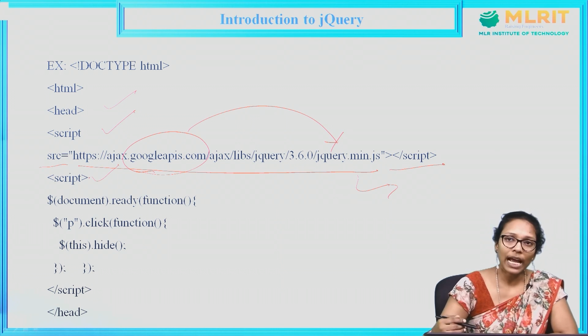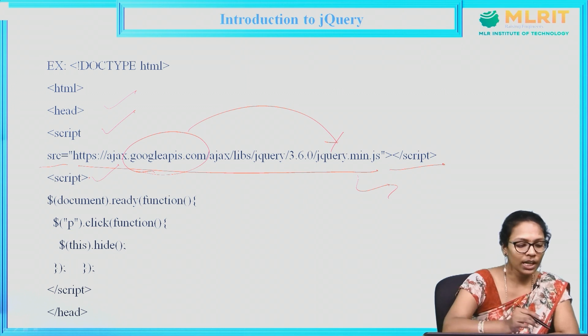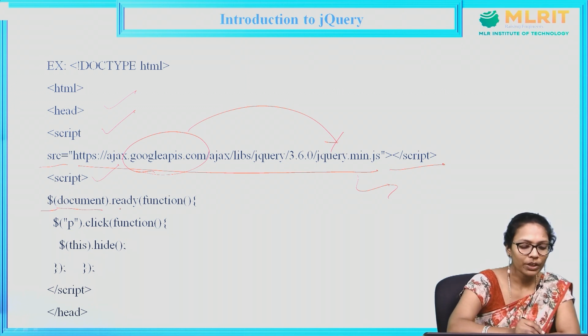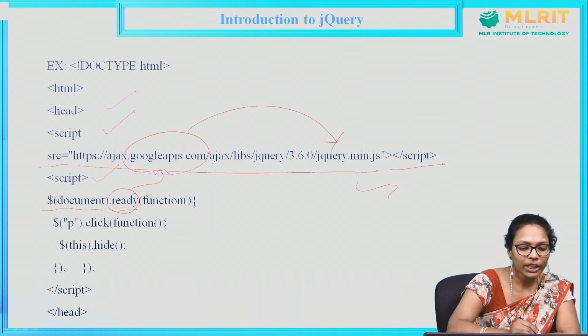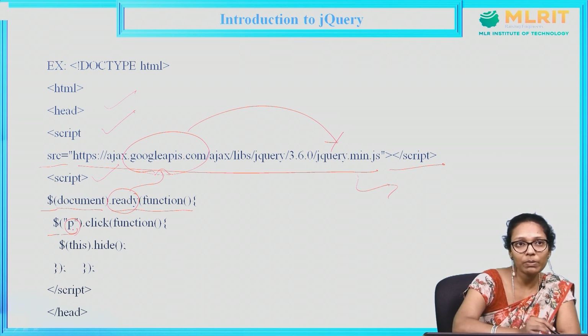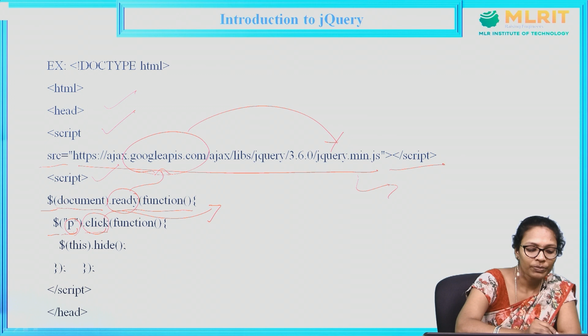Now, when does the script need to be executed, as we just discussed? You want to execute these actions whenever the document is ready. How to mention that? $(document).ready. Ready is a predefined function provided by the jQuery library. So whenever the document is ready, do this function. What is this function doing? It has $("p"). What is the selector here? The selector is p. P means paragraph. So $("p").click. What is the action? Click. So whenever you click on this paragraph, what do you need to do?